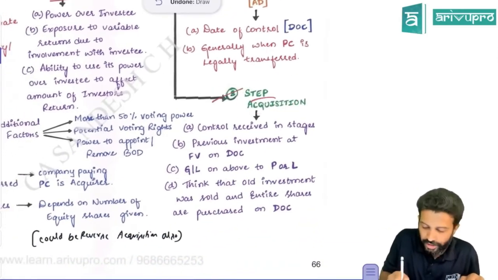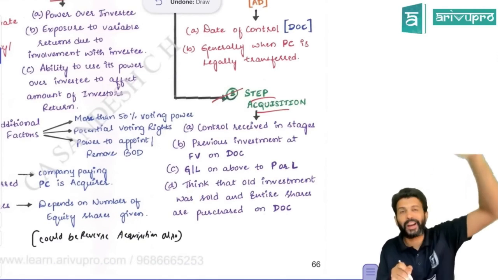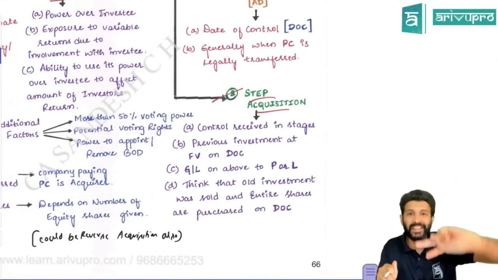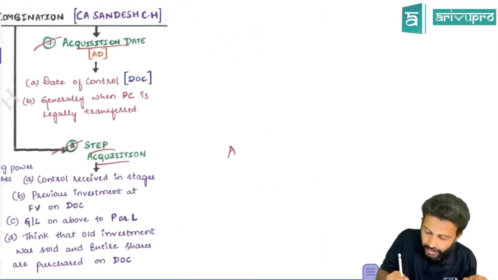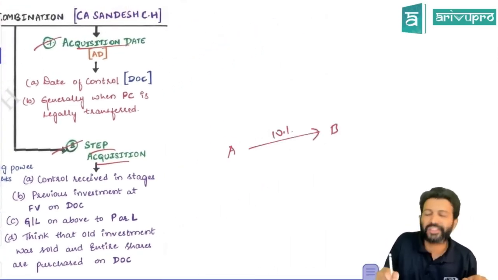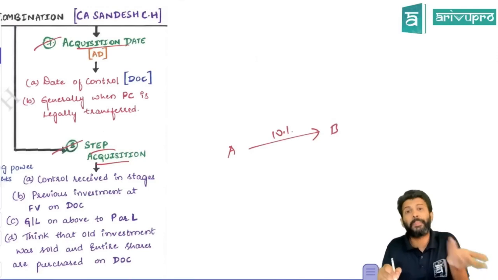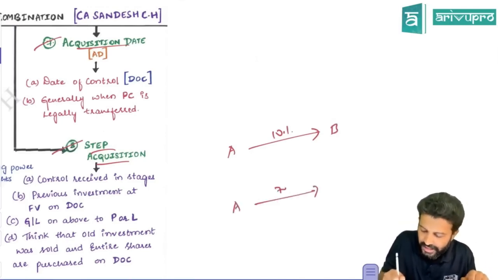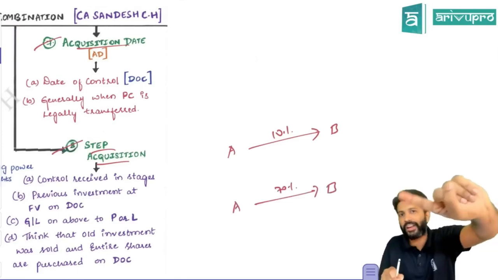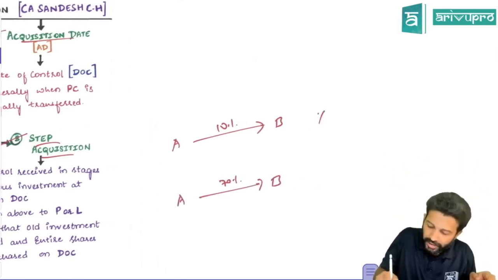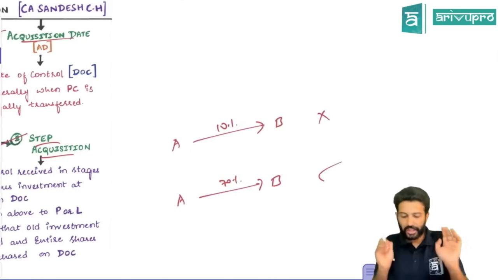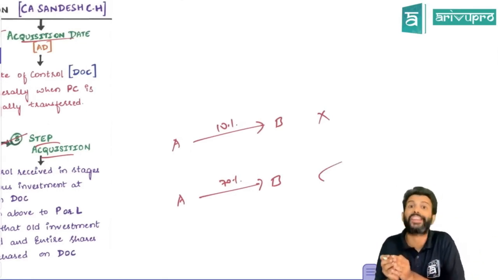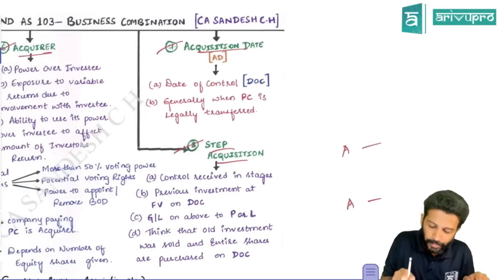Next is step acquisition. The name itself says step acquisition, meaning you are not getting control in one go, you are getting it in stages. Like earlier, let's say A Limited had 10% equity shares in B Limited. With the 10%, will they get control? No. Let's say a few months later, A Limited purchased another 70% shares in B. Earlier they had 10%, so at that point they didn't have control. When they purchased the additional 70%, obviously they get control because now they have 80% in totality. This scenario we call step acquisition.